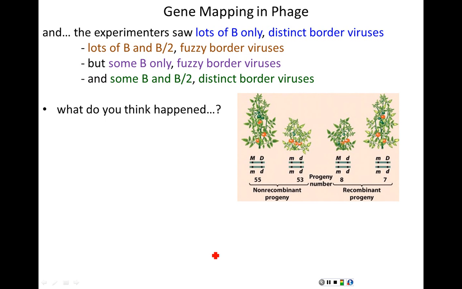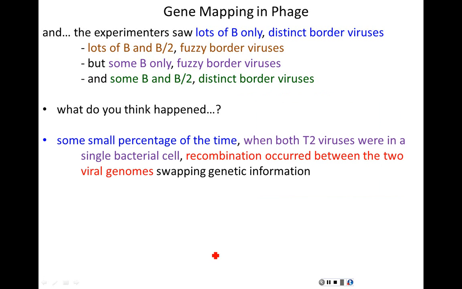So what happened was recombination, just as we saw it happen in our earlier lectures. Recombination occurred a very small percentage of the time when both T2 viruses were co-infecting a single bacterial cell, and that's key. Both viruses had to be in the same cell at the same time. We got recombination, and we swapped that genetic information.